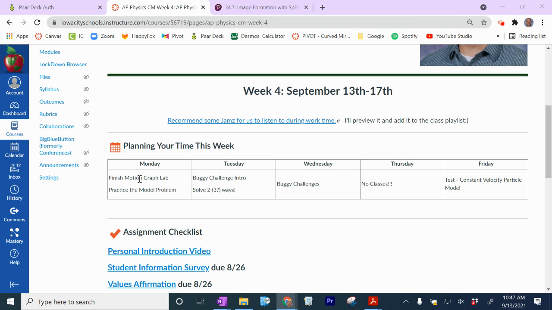Tomorrow, we're going to introduce the challenge lab. So, give you the lay of the land. We're heading towards the end of the unit. You can see on Friday, I've got it listed as having a test on the constant velocity particle model. Thursday, there are no classes. This challenge lab, we'll introduce it tomorrow.